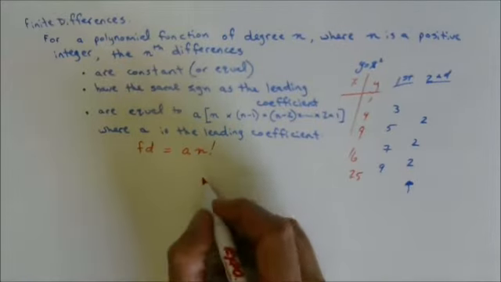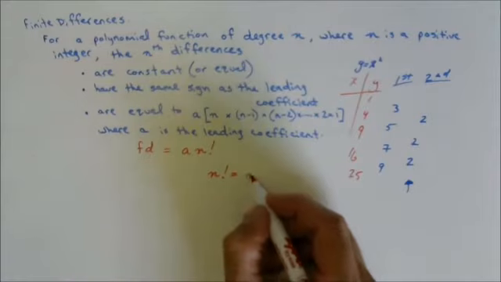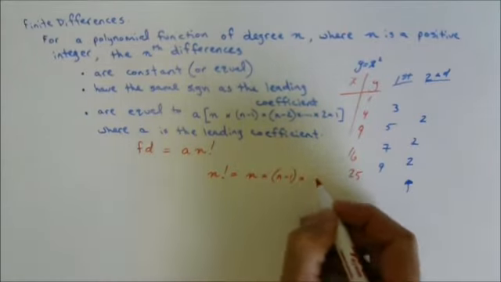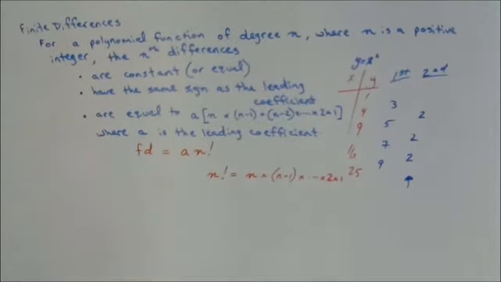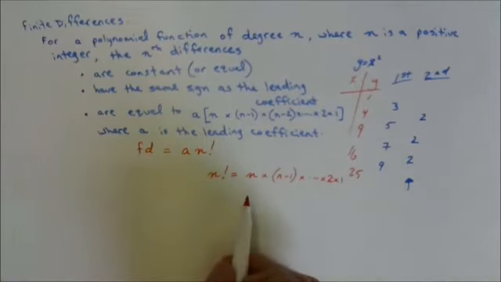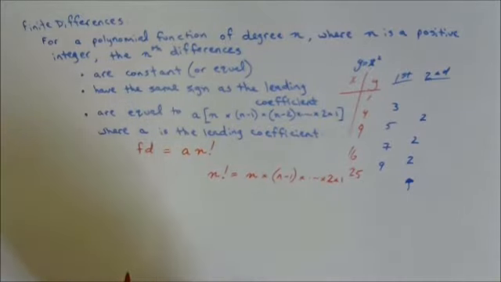Okay? And n factorial equals n times n minus 1, all the way down to times 2 times 1. So the finite difference, let's say the leading coefficient is n to the power of 6, would be 6 times 5 times 4 times 3 times 2 times 1, times the leading coefficient, yes. That's like just the expression.